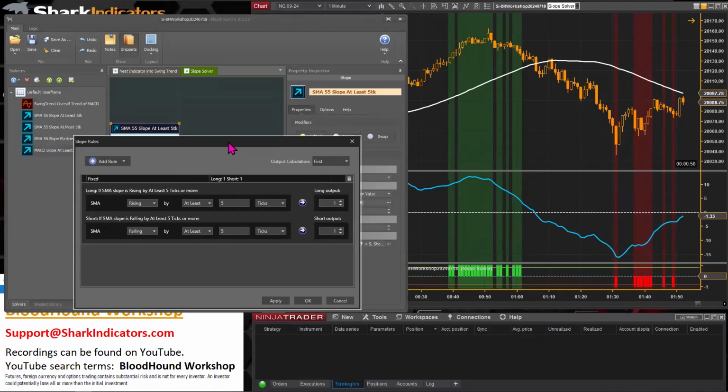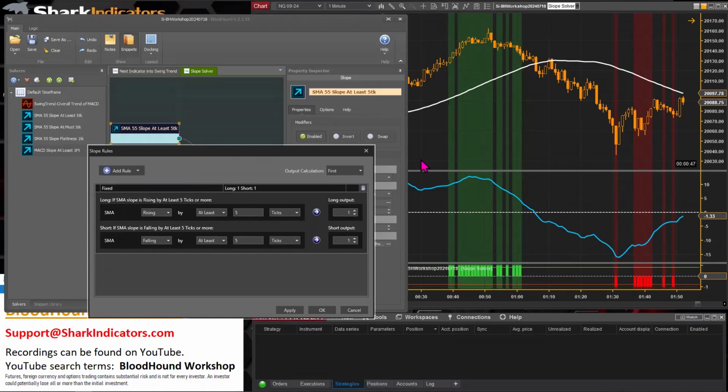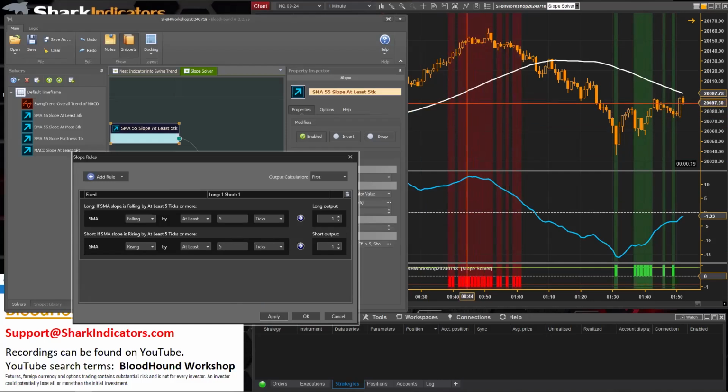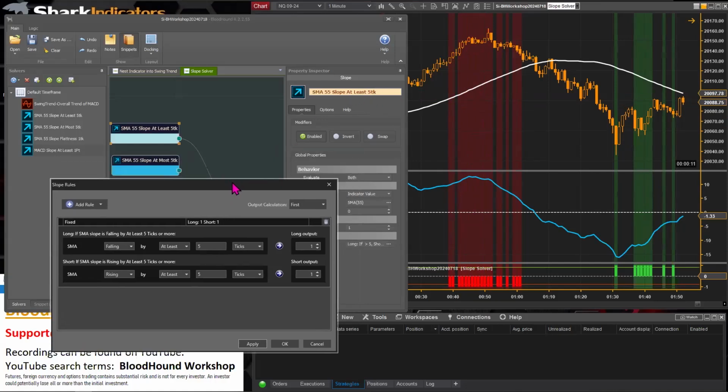But probably the majority of times, if you want the reversed output all the time, then what you should really be doing is changing the condition that you're looking for. So let's reverse this to falling, and for the short output, we'll reverse it to rising, and then hit apply. So if you're looking for, say, a counter trend type of signal.